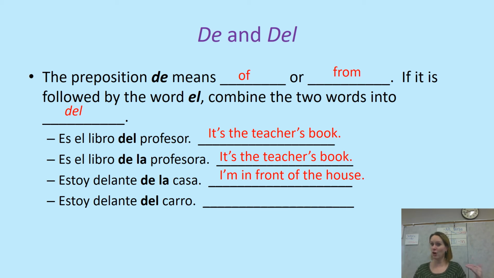But the last example, estoy delante del carro. I'm in front of the car, and this time my form of the is el, so I have to combine it. So, quick recap. A plus el equals al, de plus el equals del. Otherwise, it's however you would normally use it in the sentence. All right, pause here if you need to, but I'm going to go on to the next slide, which gives you some example sentences. Not the ones from your notes, but just some extra examples.